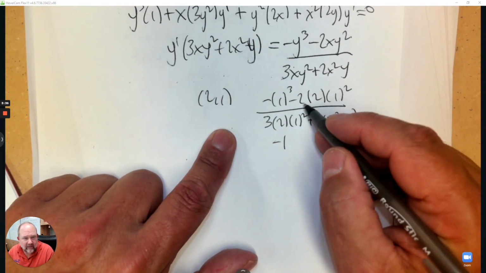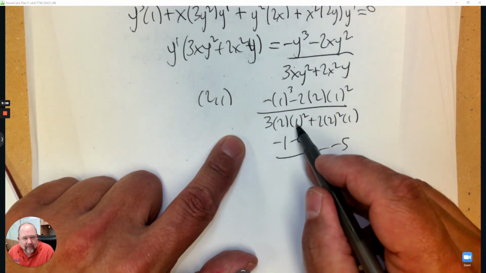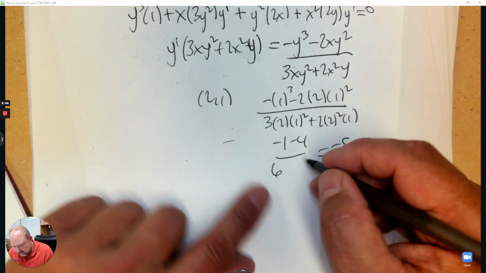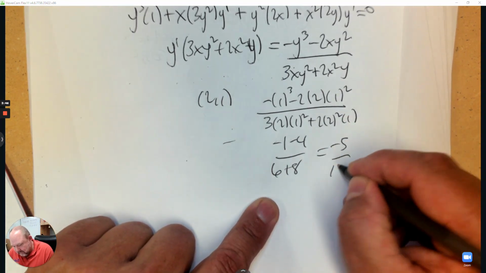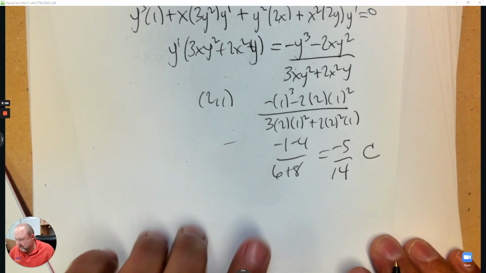So negative 1, this is minus 4, so I get negative 5. This is 6 plus 8. So I get negative 5 over 14. Let's see what the answer looks like. Oh, I got it. So it's C. Yay.